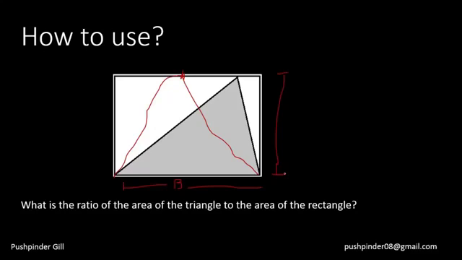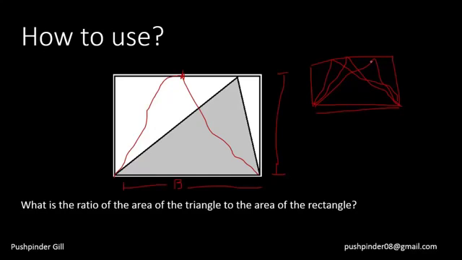That means no matter what the orientation is, this triangle and the triangle covering half the area of the rectangle will have the same area. Similarly, if this is a rectangle, this triangle and this triangle and this triangle, all of them are going to have the same area because they have the same base and they have the same height. So I hope you understand that.